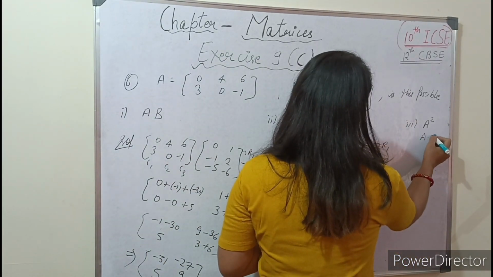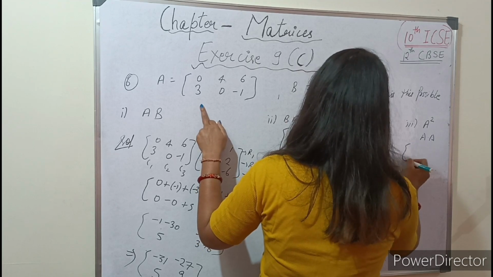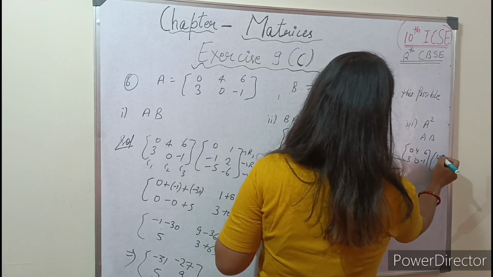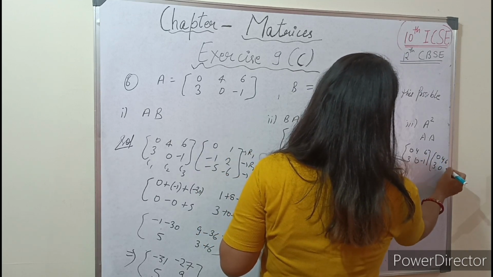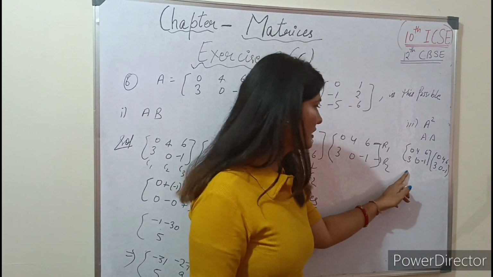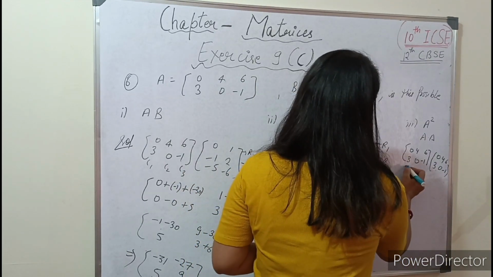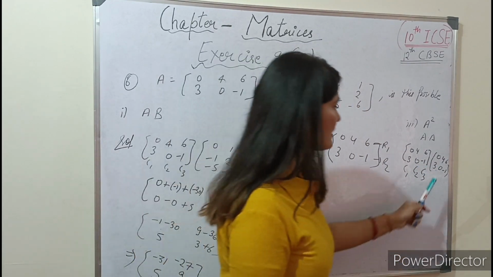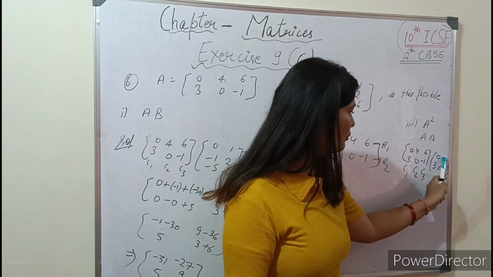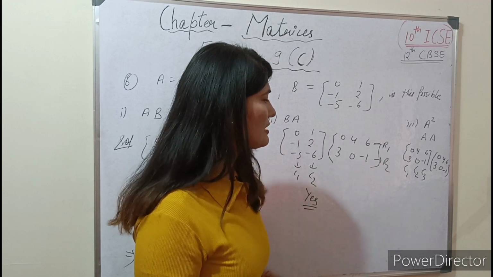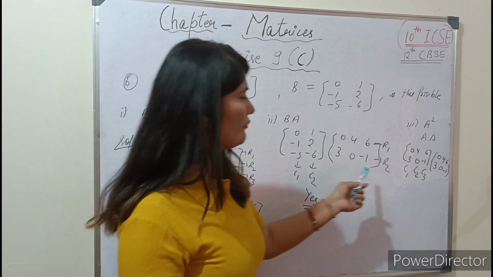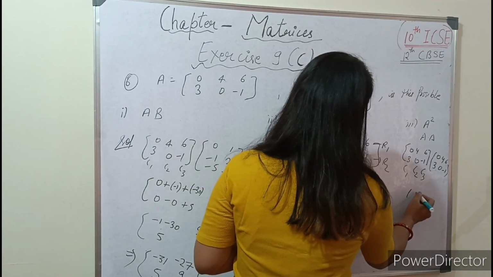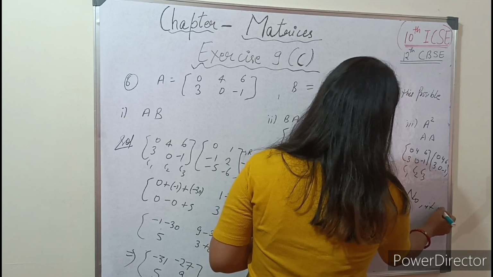Now moving to the third part, this is A square. So here A square means A multiplied by A, and the A matrix is 0, 3, 4, 0, 6 minus 1 multiplied by the same matrix 4, 0 and 6 minus 1. So here you will see this is the first matrix. So here 3 columns are there, column 1, column 2 and column 3. But in the second matrix you will see there are only 2 rows. This is the first row and this is the second row. Right. So in this case the rule is not satisfied, because here the number of columns is 3 and the number of rows is 2. So it means not equal. So hence we can write no, this multiplication is not possible.